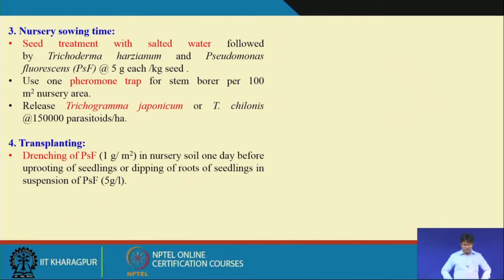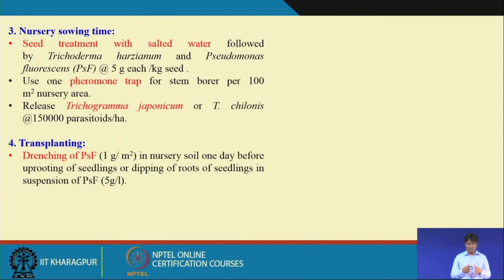So, while going for transplanting, before transplanting, the nursery bed can be treated with a drenching of Pseudomonas fluorescens at 1 gram per meter square of nursery. That can be treated 1 day before transplanting for the seedling treatment, so that the seedlings in the main field should not be infested with pest and disease.